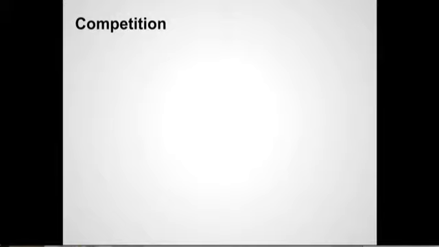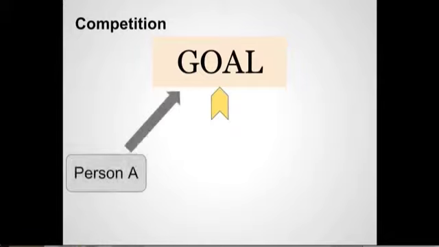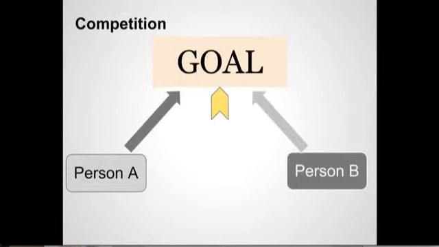A third type of interaction is competition. Competition also involves a goal. However, competition has one goal, and only one person can get it. Person A will want that goal. Person B wants that goal.